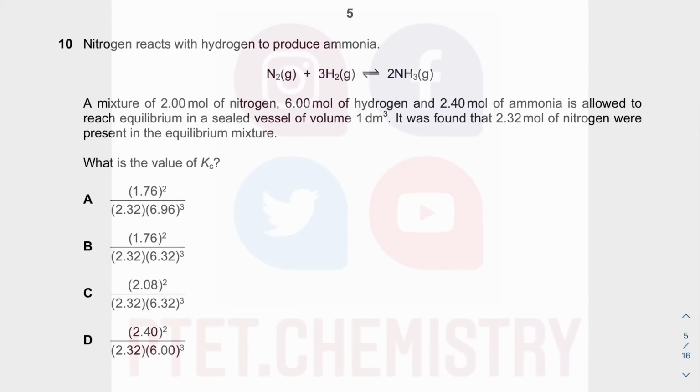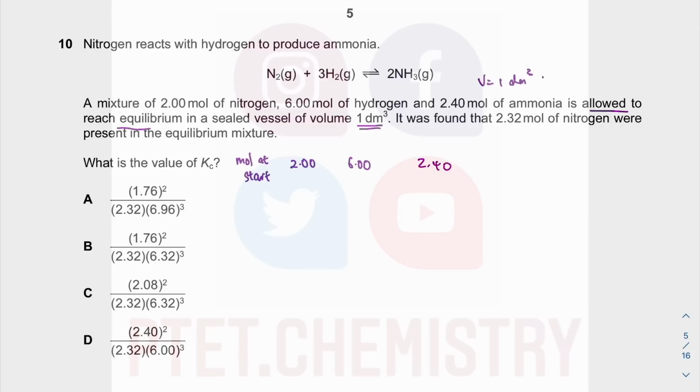Next bit, you have this thing here, where if I consider the equilibrium table, mole at start or initial mole, I have 2.00 mole of N2, and then I have 6.00 mole of hydrogen, and you have 2.40 mole of ammonia at the very beginning, allowed to reach equilibrium. So that means these are not before equilibrium. Your volume is 1 dm cube, which makes your life easy because you're going to have to do concentration instead of using mole in your Kc expression.